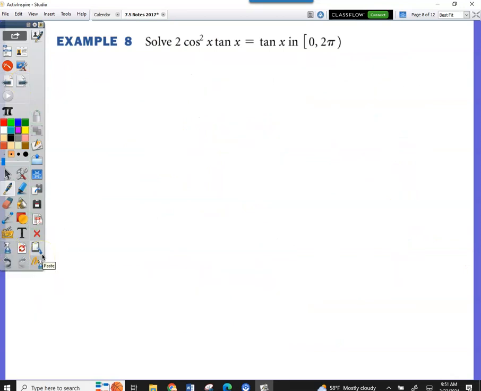So when you first look at it, solve 2 cosine squared x tan x equals tan x. This is telling you to answer in radians. When you first look at it, you probably get overwhelmed. You should notice.